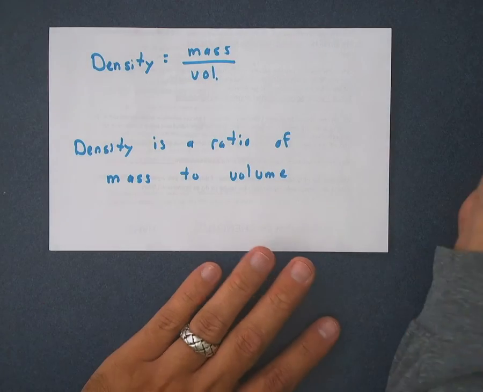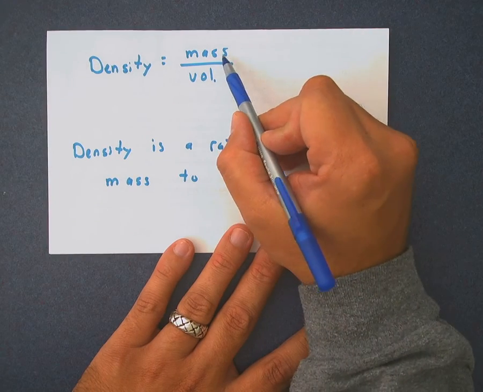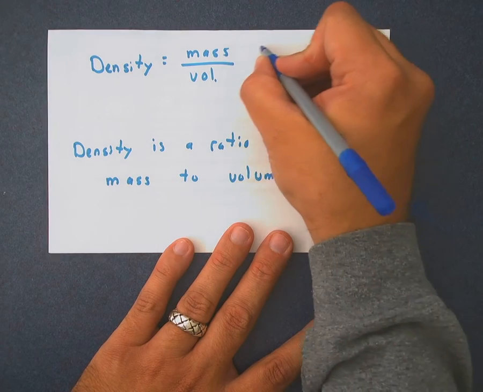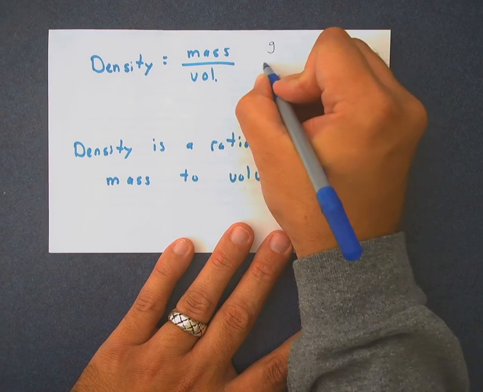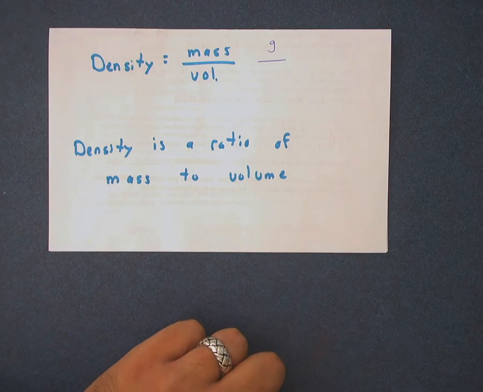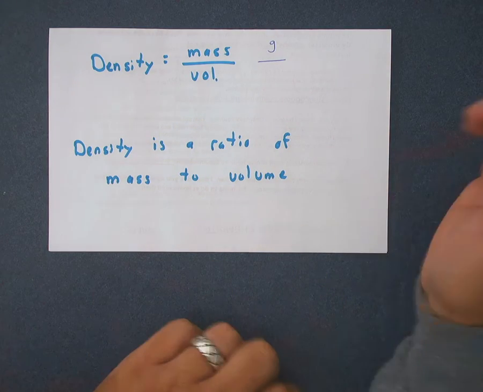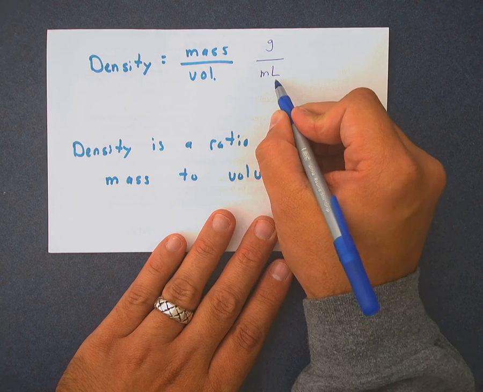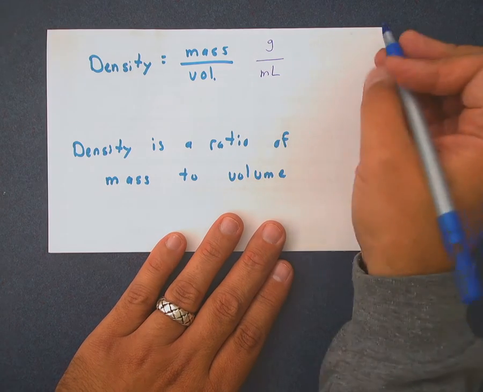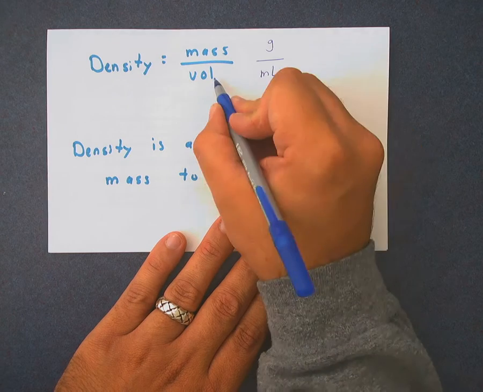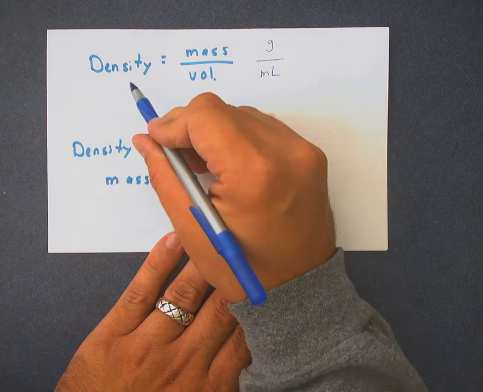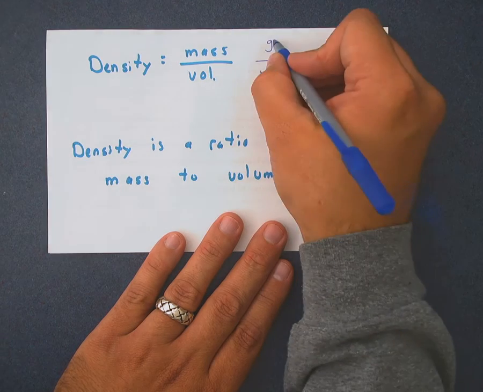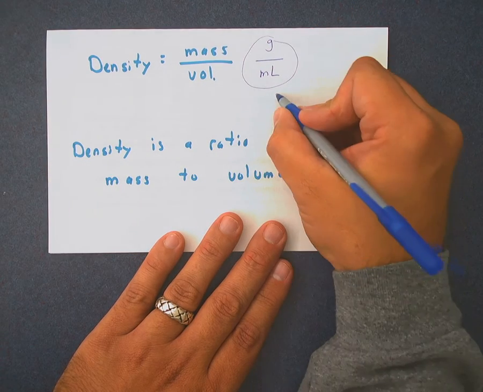We can use any mass unit. Those include things like pounds and kilograms, but usually our mass unit is going to be grams. Volume could be pints or gallons or liters, but the most common is milliliters. Remember, that's the same thing as a centimeter cubed. So the mass units are grams, the volumes are milliliters, and together you have density: grams divided by milliliters. These are the units for density.